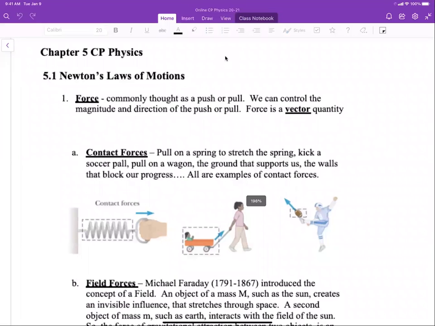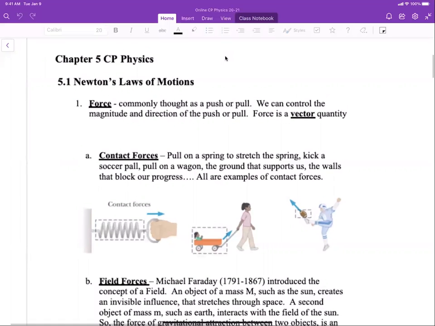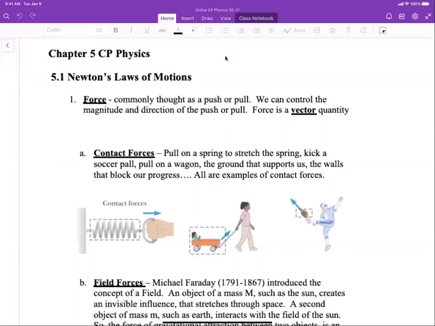All right, this is our first lecture in our new chapter, chapter 5. Newton's Laws of Motion is the title of the chapter. In AP Physics, we call this dynamics. We've been studying kinematics. That's actually projectile motion and uniformly accelerated equations that you guys have learned. And now we're moving into dynamics.